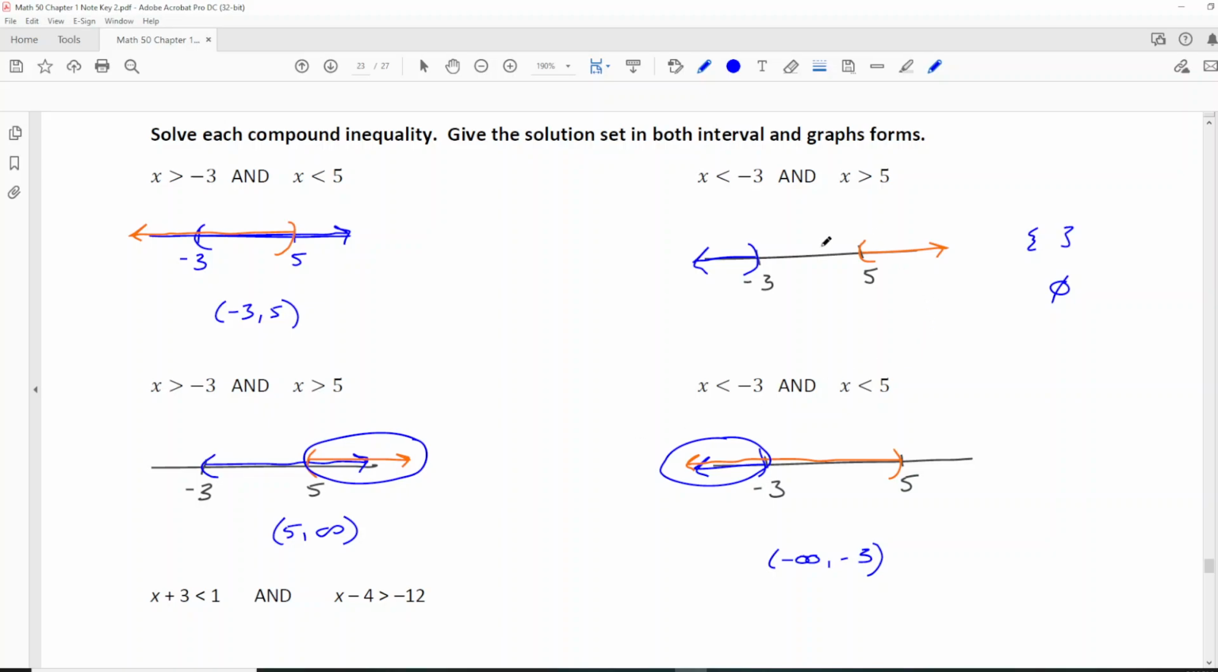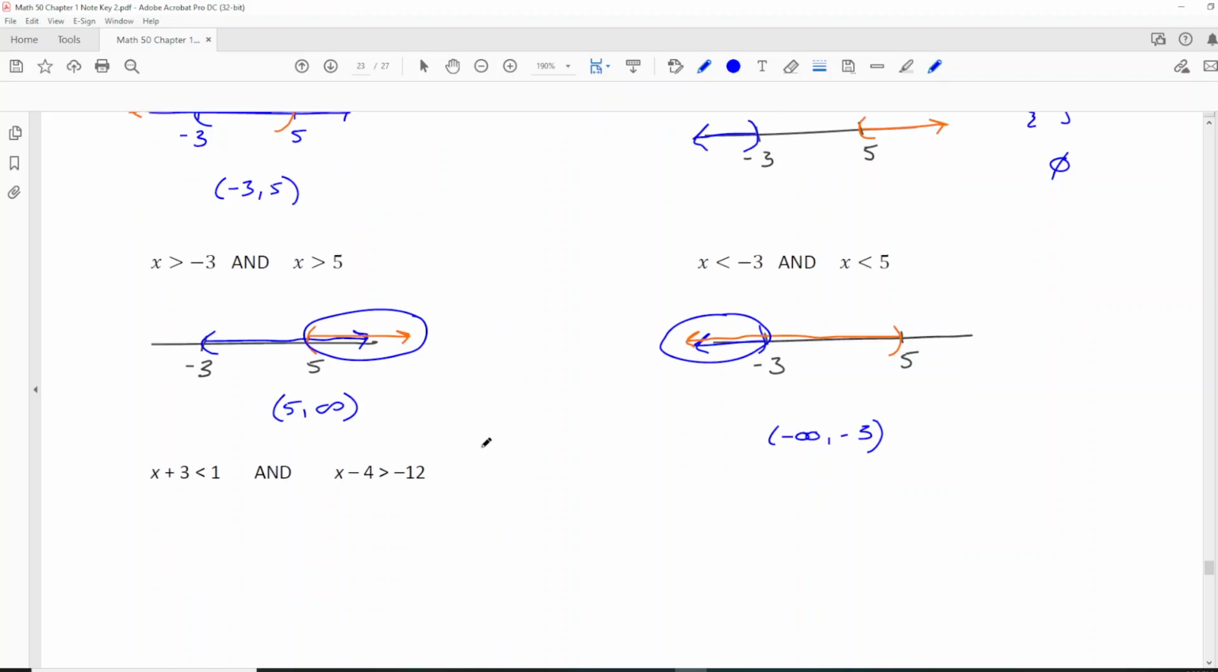Then we had scenario number 2, where both arrows went away from each other, and they don't overlap, so there's no solutions. And then scenarios 3 and 4, you had the arrows going in the same direction, but you could only take the parts of it where they overlap. So when it was greater than, you had to pick the higher number, and when it was less than, you had to pick the lower number.